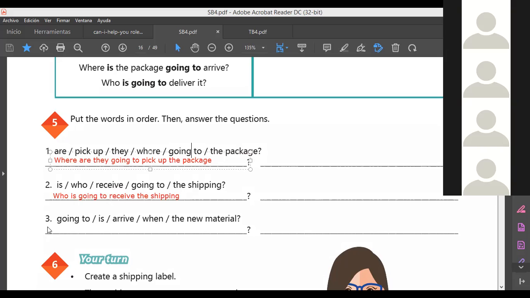Vamos a ver, number three. When? When is going to arrive the new material? En este caso va primero el sujeto, okay? When is the new material going to arrive? Okay? Así.